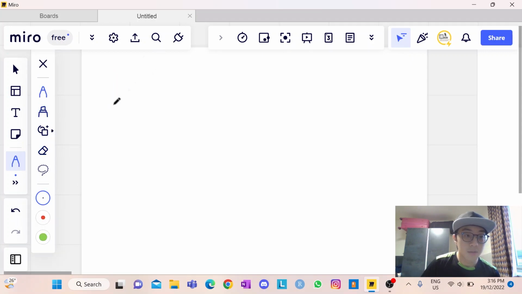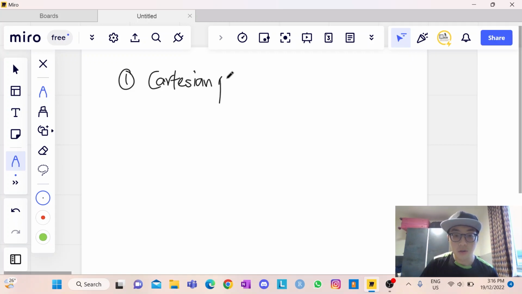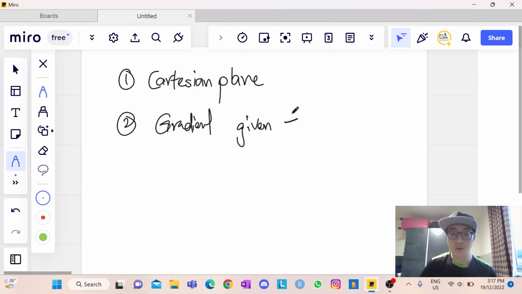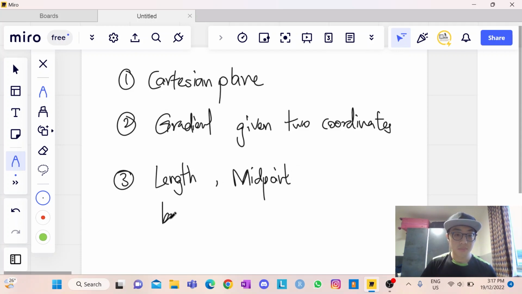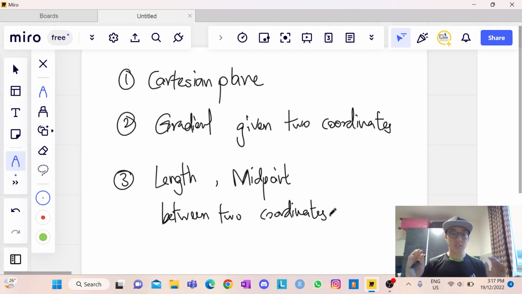Alright, so in this video, the first thing I'll be introducing to you is what is a Cartesian plane. And after that, we will be looking for gradient given two coordinates. And then after that, we will be looking at the length and midpoint between two coordinates. All right, so just by looking at this, I can kind of expect that this video is going to be a relatively short one. So without further ado, let's go in.